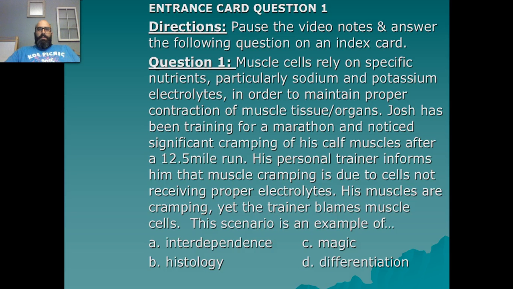Muscle cells rely on specific nutrients, particularly sodium and potassium electrolytes, in order to maintain proper contraction of muscle tissue or organs. Josh has been training for a marathon and noticed significant cramping of his calf muscles after a 12.5-mile run. His personal trainer informs him that muscle cramping is due to cells not receiving proper electrolytes. His muscles are cramping, yet the trainer blames muscle cells. This scenario is an example of A. Interdependence, B. Histology, C. Magic, or D. Differentiation. Make sure you get that on your index card.